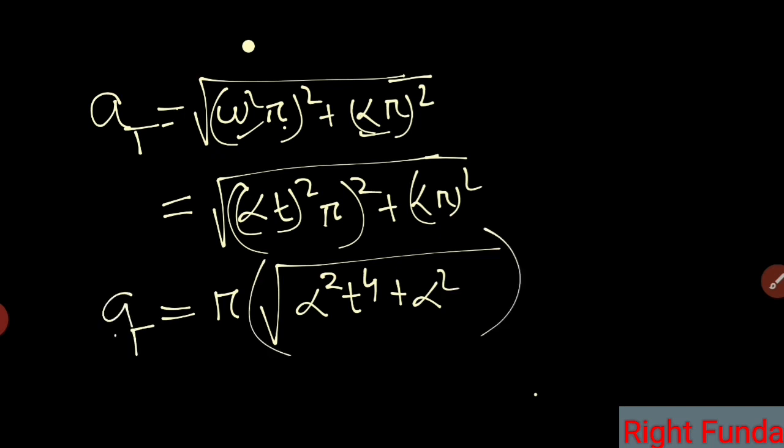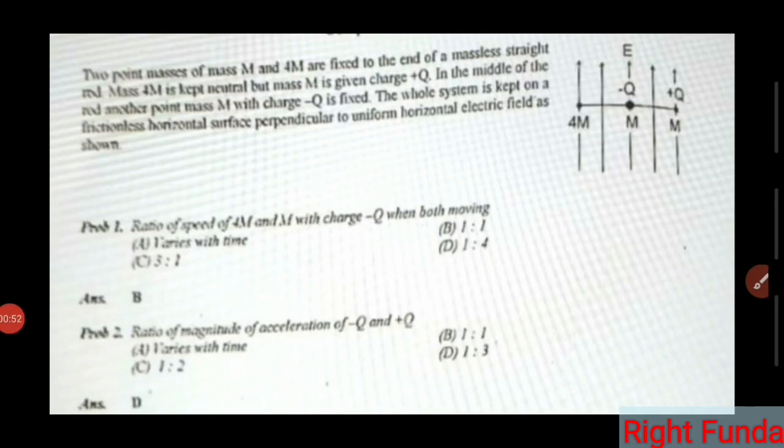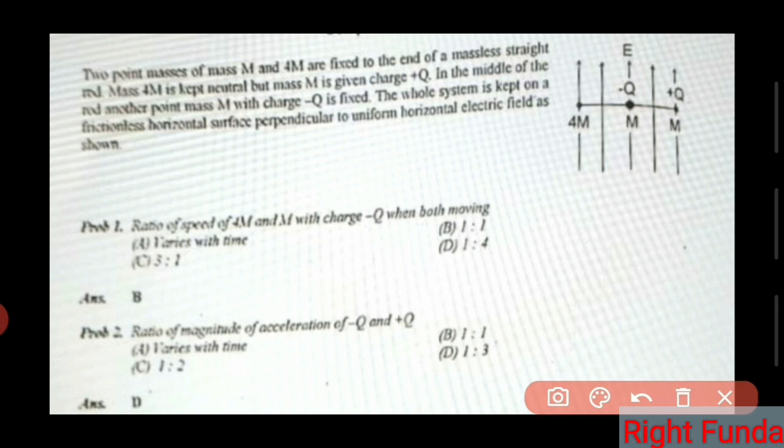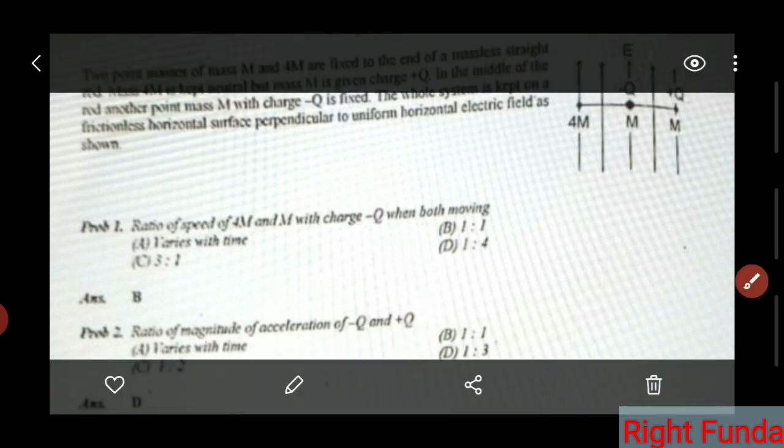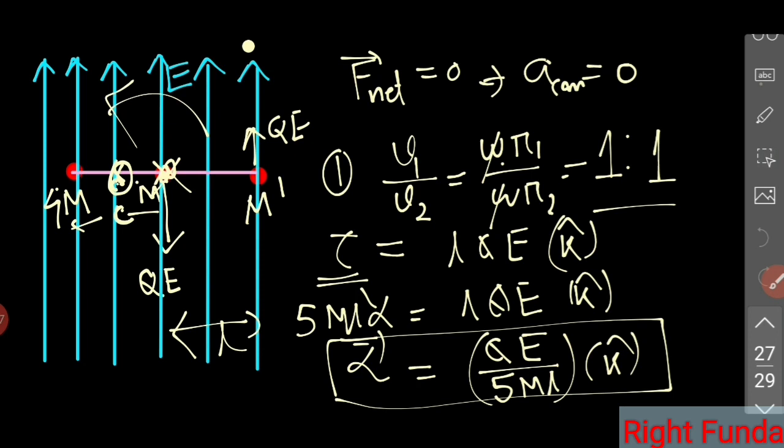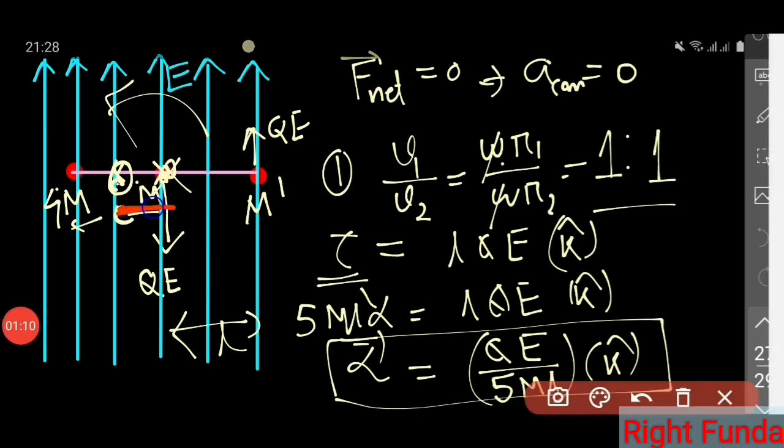So if you see, for both the charged particles, whichever charged particle we take, the alpha is the same and omega at the same time is the same for both. So what will be different is their radii. If you see the question, it asks about the ratio of magnitude of acceleration of minus q and plus q. So we'll see where the minus q and where the plus q are. They are rotating about their center of mass. So this is rotating with L by 2, and this will be rotating with L by 2 plus L, 3L by 2. So one radius for the negative charge is L by 2, the other is 3L by 2.